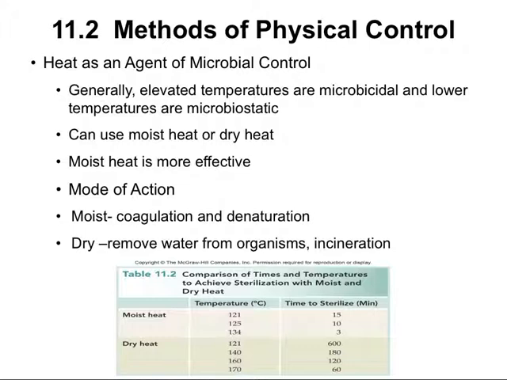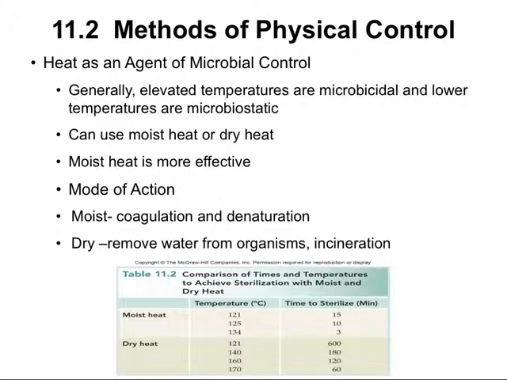Heat is the most prominent physical agent, but we can also use radiation, filtration, ultrasonic waves, or even cold. In this section, we're going to look at some of these methods and their applications in medicine, commerce, and the home. We'll first begin by looking at heat as an agent of microbial control. Generally, elevated temperatures are microbicidal, and lower temperatures are microbistatic. We can use either moist heat or dry heat. We'll cover both of those here shortly.